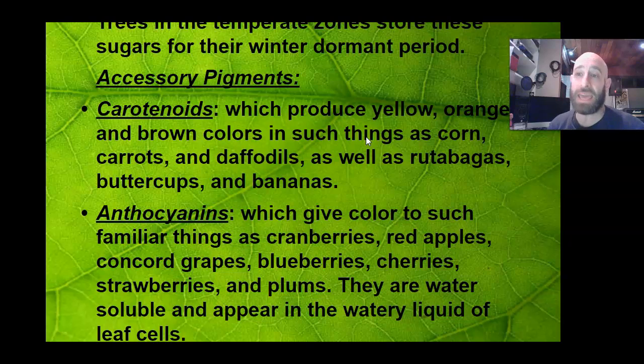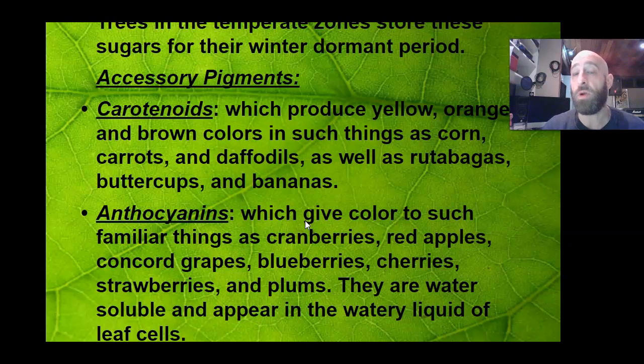Anthocyanins, on the other hand, cyan means blue. So anthocyanins are going to give things a blue or actually a red color. So things like cranberries and apples and blueberries and strawberries have those more blue and red colored pigments. So plants have all different kinds of pigments, and the colors that they reflect are the ones that they don't absorb. The colors that you see are not getting absorbed, and the colors that you don't see are getting absorbed.